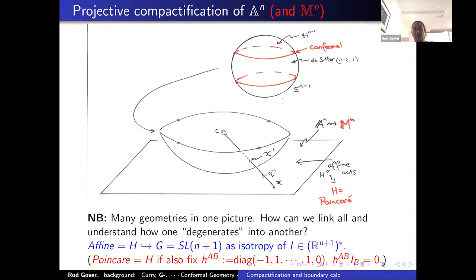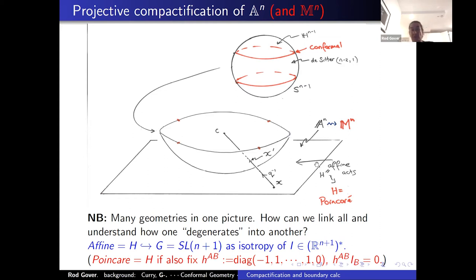So this is going from the center of the sphere down to the plane, and you identify the point it goes through on the hemisphere with the point it lands on the affine plane, right? So this gives you a mapping of the affine plane into the open hemisphere, and then the boundary is the infinity. Okay, so that's the affine picture.